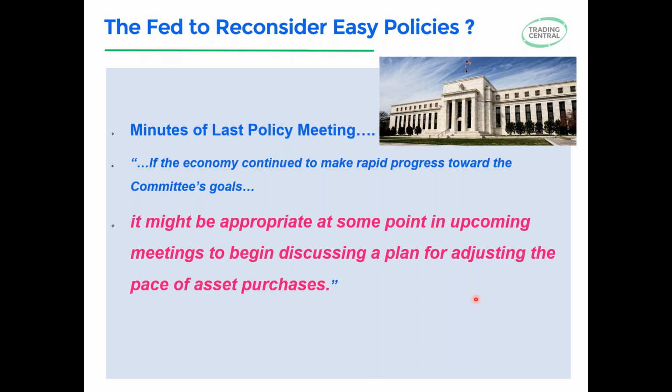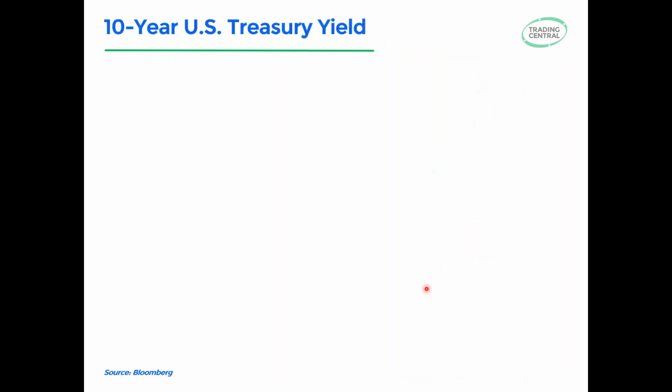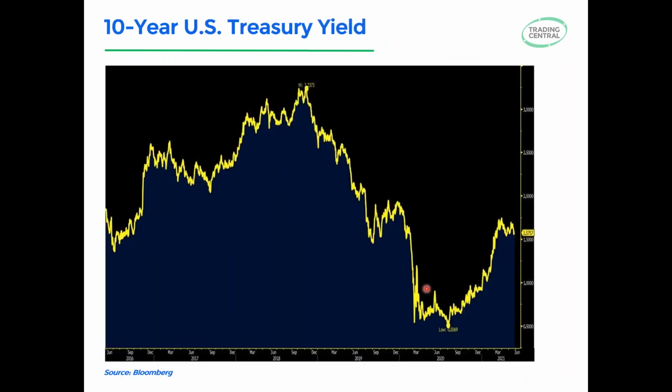But now, when the minutes say the Fed may adjust the pace of asset purchases, it means reduce. They will cut the asset purchases, reducing the amount of assets they purchase, and investors and traders will think this action will lead to higher interest rates, which is not good for the stock market. Hey, look at the 10-year US Treasury yield.